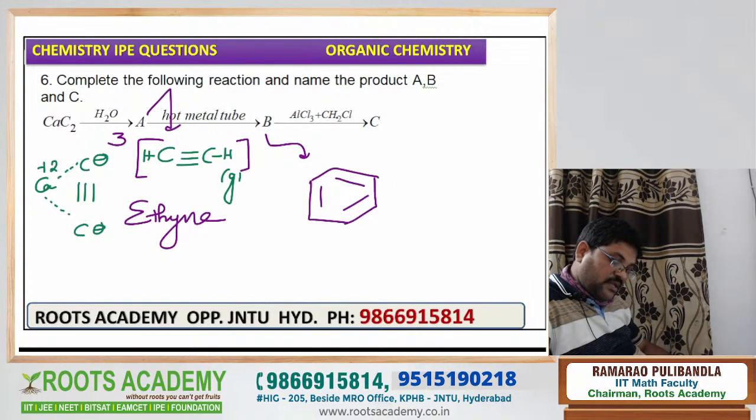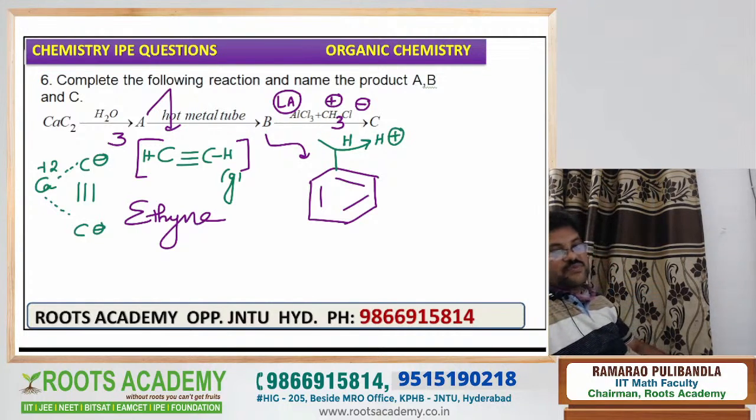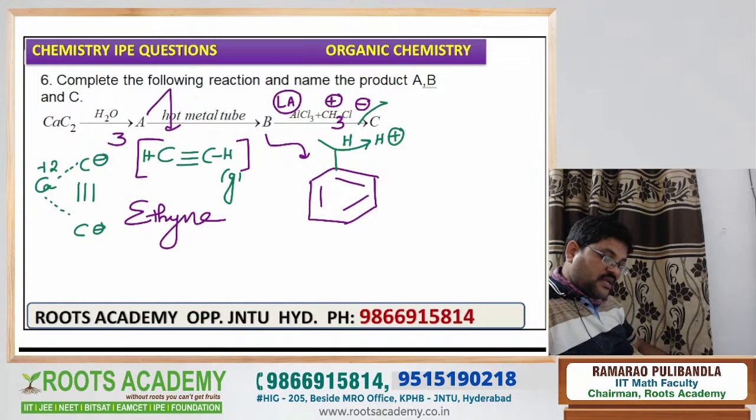Now by adding methyl chloride, chlorine is a good leaving group, Cl minus and CH3 plus, because AlCl3 is a Lewis acid. Understood, student? Now what is generated here? CH3 plus. That's why in the benzene, one of the hydrogens is removed as H plus. The H plus ion combines with Cl minus and we lose HCl. The CH3 plus is added on the benzene and we get C. That C is what? Toluene.